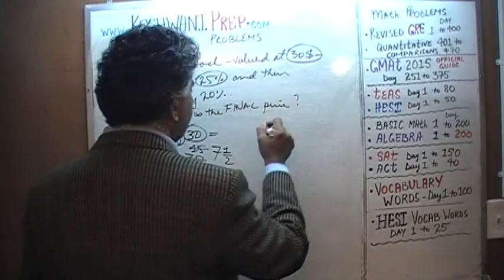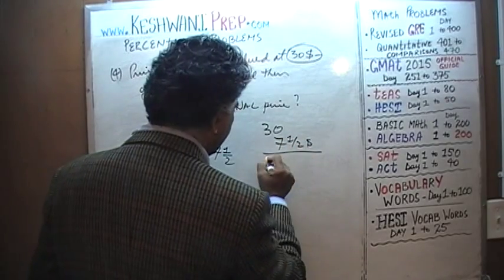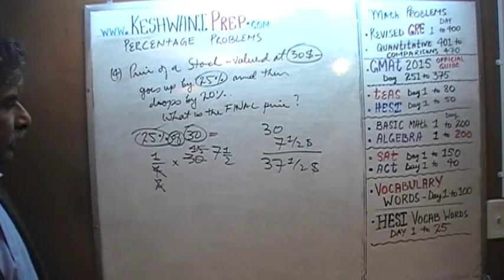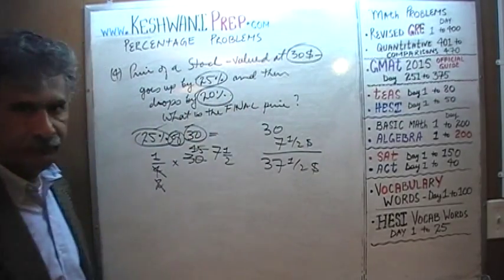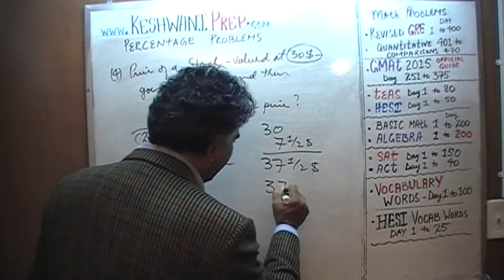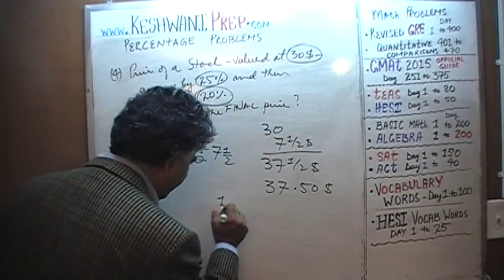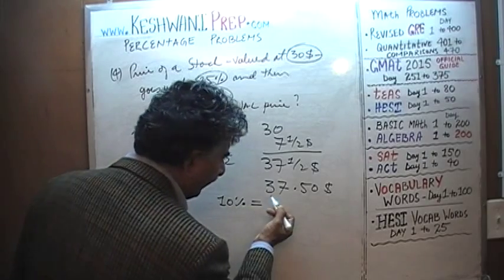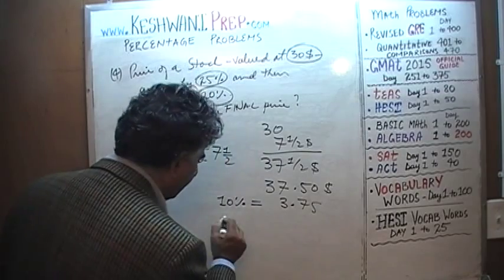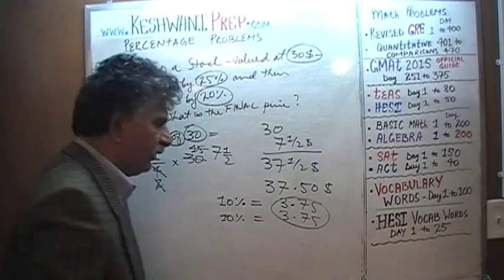We started out with the price of 30, and it goes up by $7.50. The new price at the end of the day today was $37.50. Then we are told that it drops by 20%. So instead of writing it like this, I'm going to write this in decimals so it is easier to see. 10% of this amount, 10% of this is $3.75. If you take away another 10%, that's going to be another $3.75. This represents the 20%.